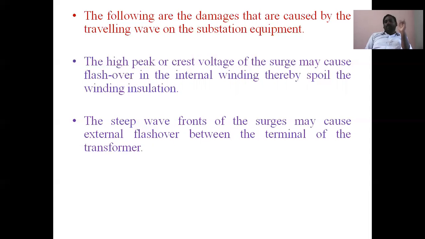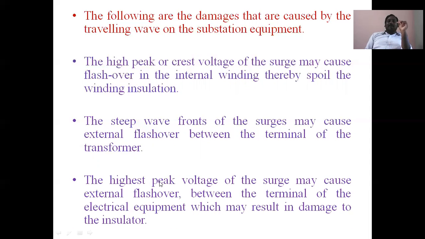This is the second type of damage. Next, the third one is the highest peak voltage of the surge, which may cause external flashover between terminals of the electrical equipment, which may result in damage to the insulator. That means lightning voltage can damage the internal windings of the transformer, it can also damage the terminals of the transformer, and finally it can also damage the insulators. That's why, to avoid all these problems, lightning arresters or surge diverters are used.